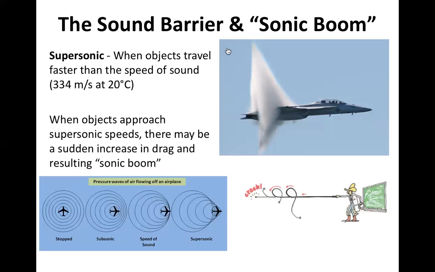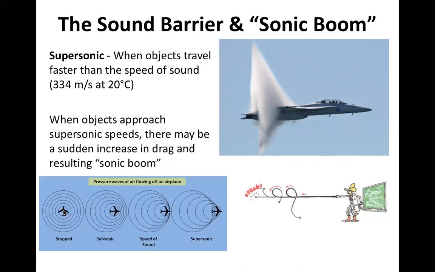Okay, let's talk about the speed of an object as it compares to the speed of sound. So we have something called the sound barrier and sonic booms. Supersonic is when objects travel faster than the speed of sound. And the reason why it's interesting to compare how fast an object is going compared to sound is that if you exceed the speed of sound, then you can hear a sonic boom.